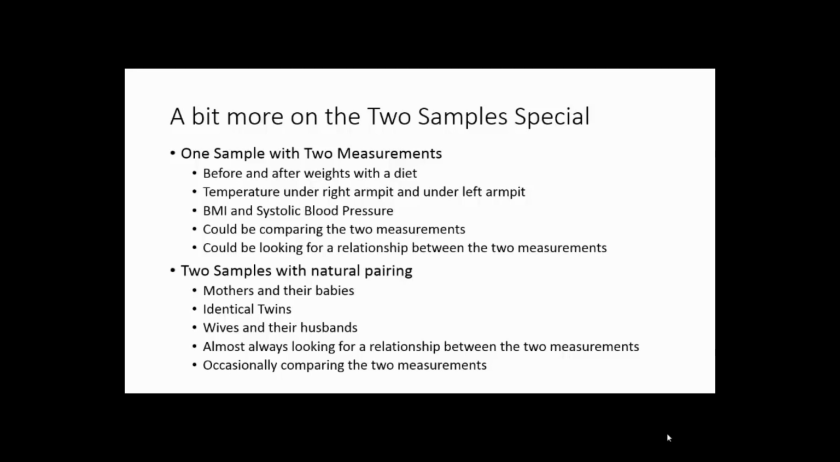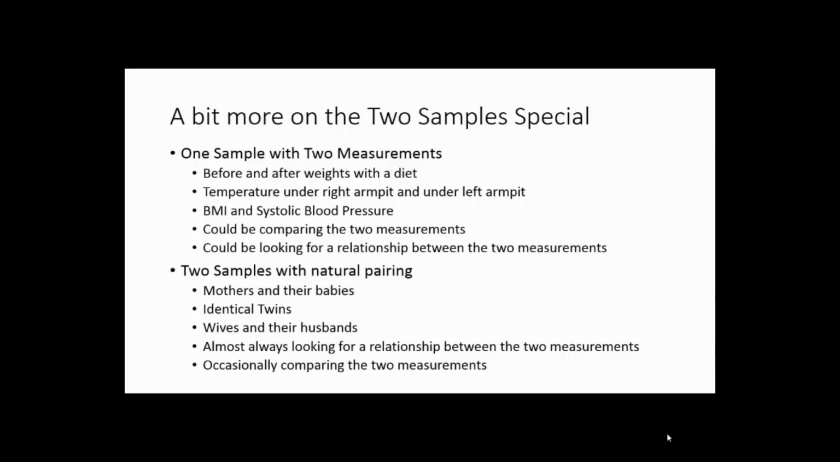Sometimes I'm comparing those two samples of data. Sometimes I'm just asking, is there a relationship between them? We're going to get back to that in our question 3. Another time you have two samples special is when you actually have two samples, but these samples can be naturally paired. Each person in the first sample goes with a specific person in the second sample. So I have one sample of new mothers, and the other sample is the newborn babies of those mothers. Each baby goes with a specific mother. Each mother goes with a specific baby.